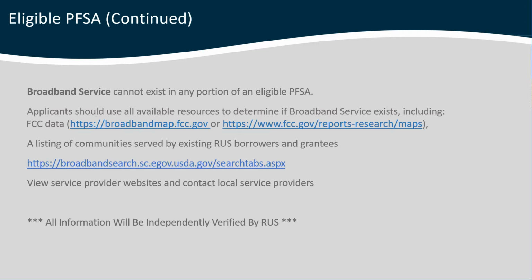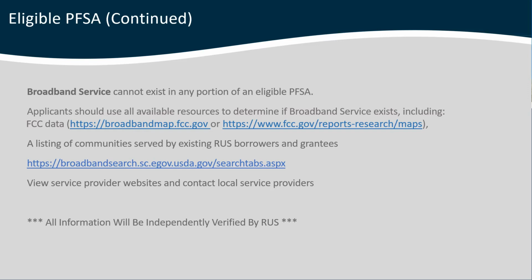So broadband service cannot exist in any portion of an eligible PFSA. That's that 10.1 service that we talked about. Applicants should use all available resources to determine if broadband service exists, including FCC data at those links. A listing of communities served by existing RUS borrowers or grantees is available at our mapping tool. Applicants should view service provider websites and contact local service providers. And as is called out on the slide, all information will be independently verified by RUS.